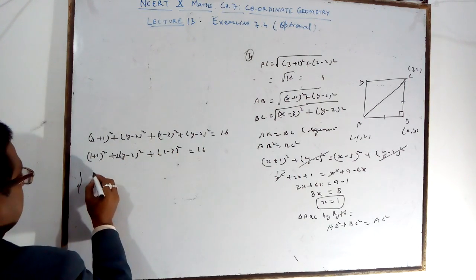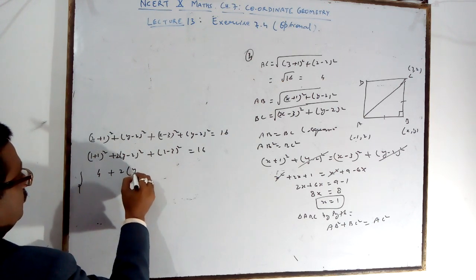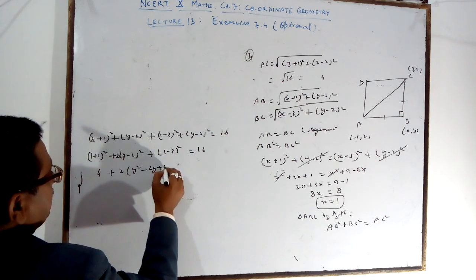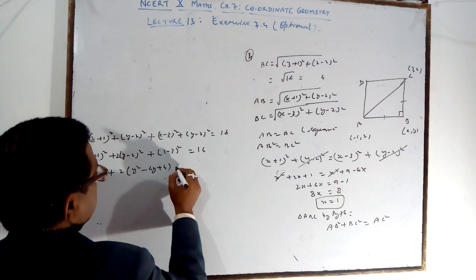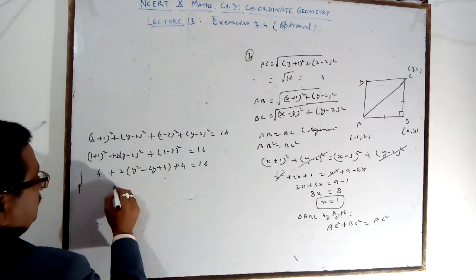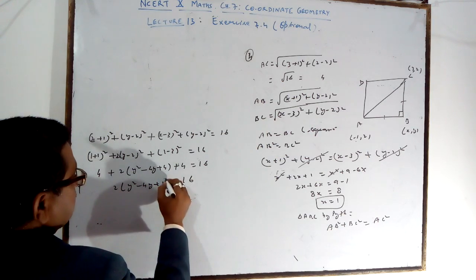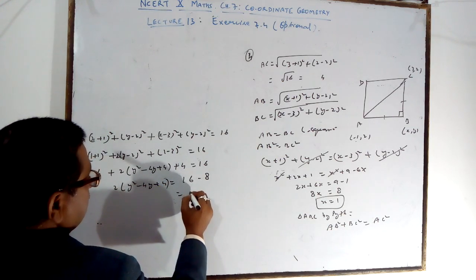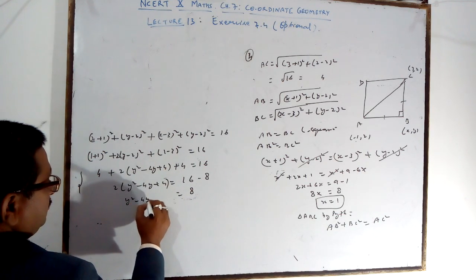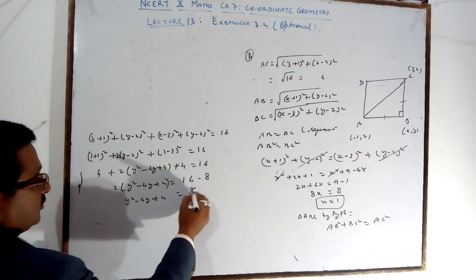These two I am adding. So 1 plus 1 is 2, 2 squared is 4, plus 2 times (y square minus 4y plus 4), plus (minus 2) squared is 4, is equal to 16. So 2y square minus 4y plus 4 is equal to 16 minus 8. So y square minus 4y plus 4 is equal to 8 by 2, that is 4.